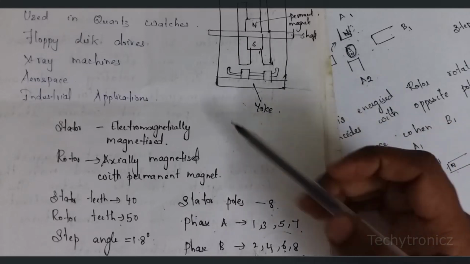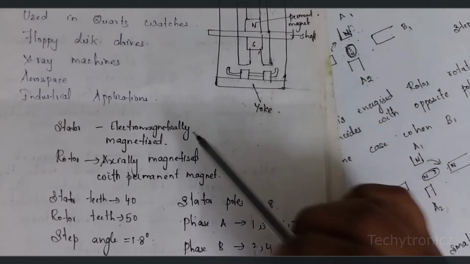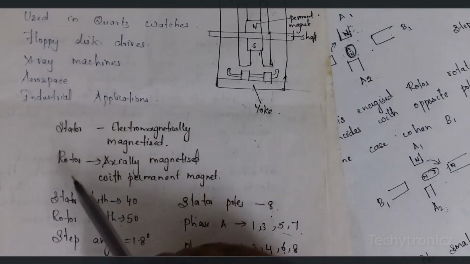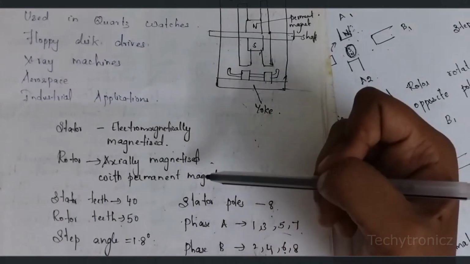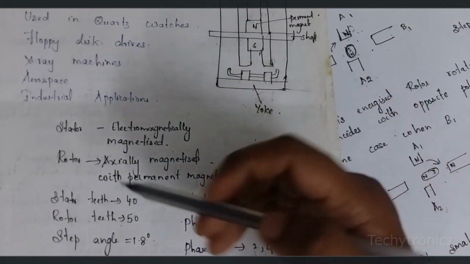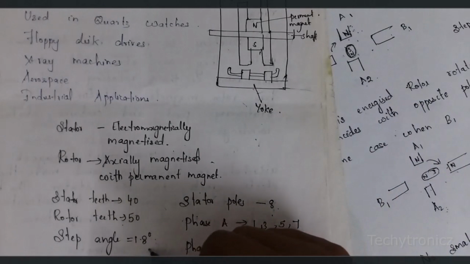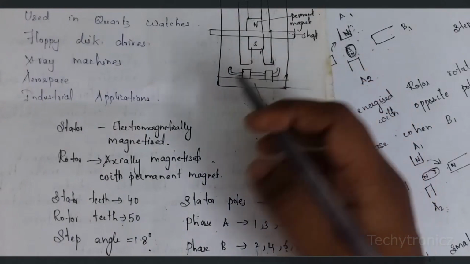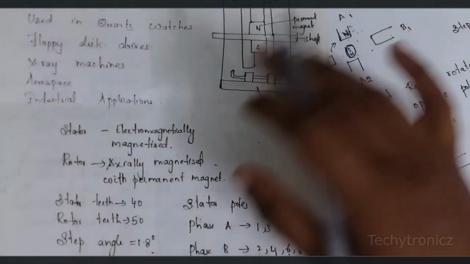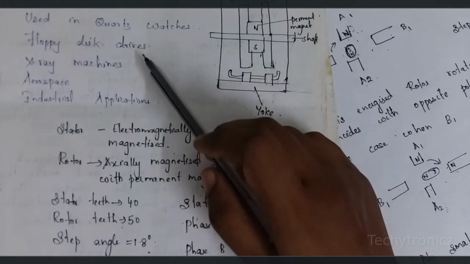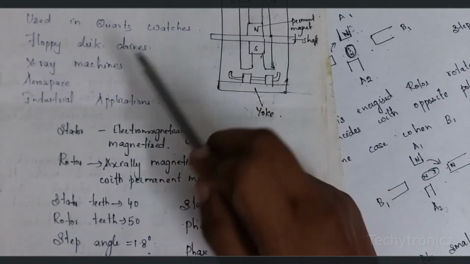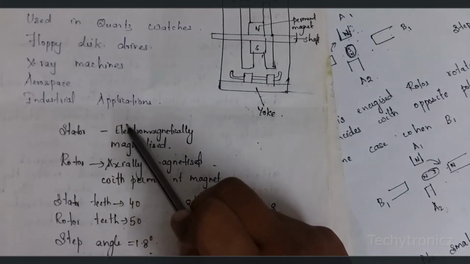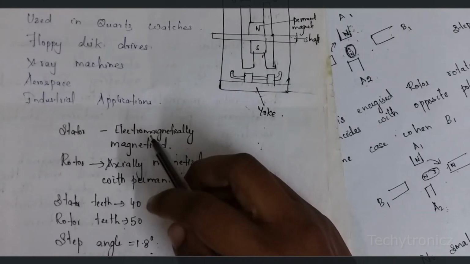So here this is the construction and the working principle is almost the same. The stator will be electromagnetically magnetized and the rotor will be axially magnetized with a permanent magnet. The step angle for this construction will be 1.8 degrees. With the step angle of 1.8 degrees, the rotor rotates in this type of stepper motor. These types of stepper motors are used in quartz watches, floppy disk drives, X-ray machines, aerospace, and industrial applications. Also in robotic systems it is useful.